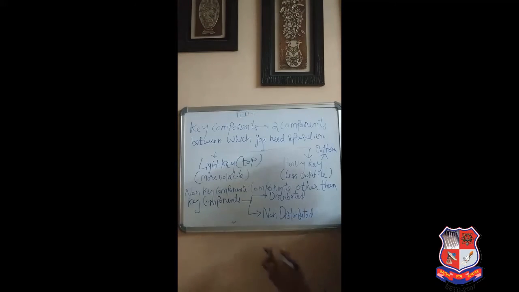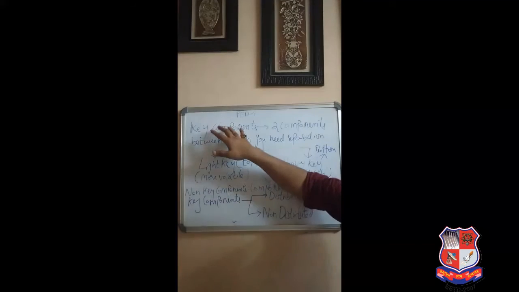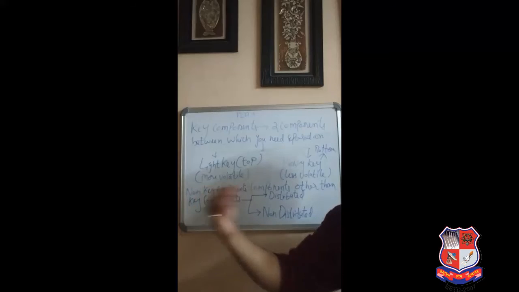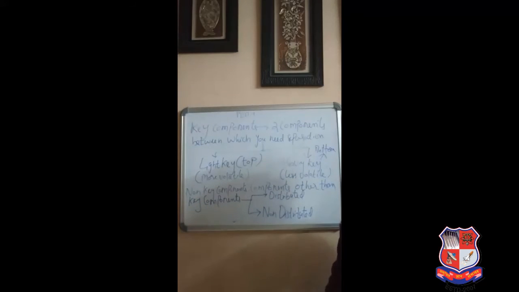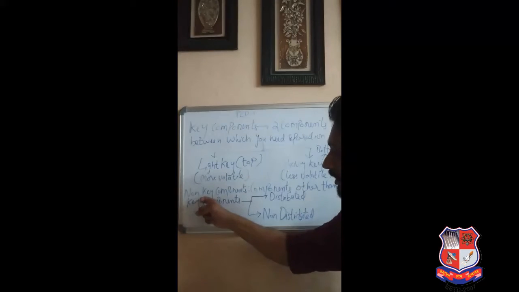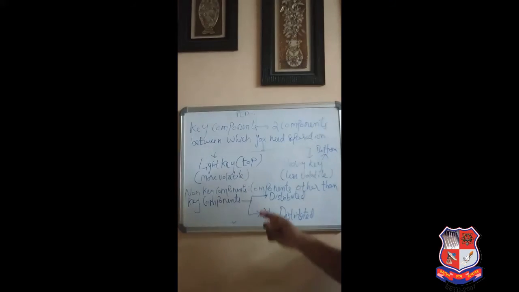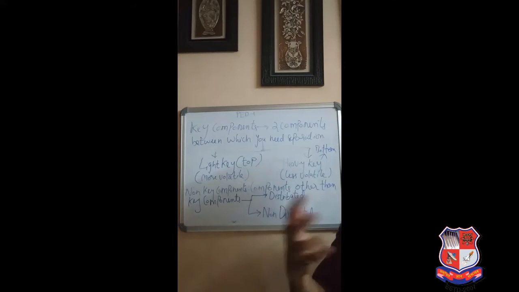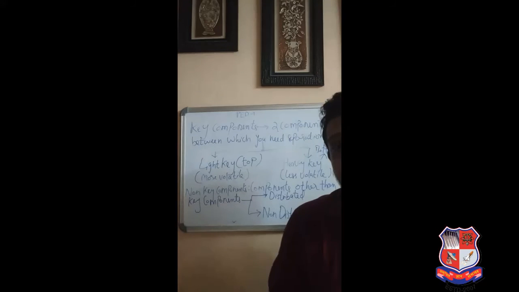Simple. Now, components other than the key components, like the example I gave you of A, B, C, D, E, F, G, where A and B are key components, are called non-key components. Very simple. Components other than key components are called non-key components. Now this non-key component is again divided into two parts. One is distributed components and one is non-distributed components. Right?